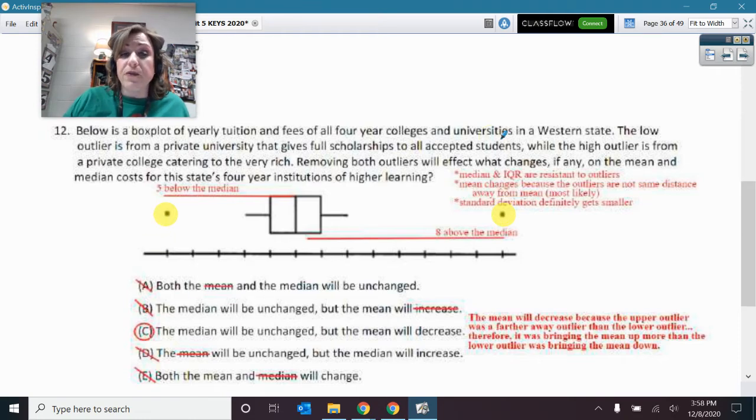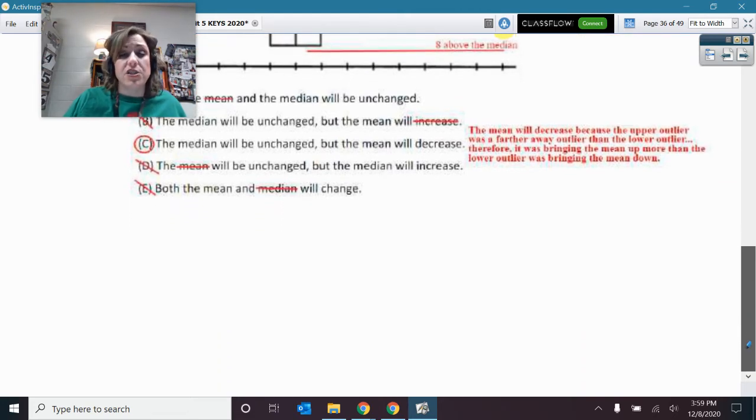So removing an outlier from both edges will definitely not change the median. You're just knocking off one number on each end. The median's going to stay right there. But the mean will change because we're taking off something that's a little higher. This right here was pulling the mean up a little bit, more than the lower one was pulling it down. So removing those outliers will make the mean go back down a little bit. The median remains unchanged, and the mean will go back down because this upper outlier, being farther away, had pulled the mean up. So that's what happens when you remove it.